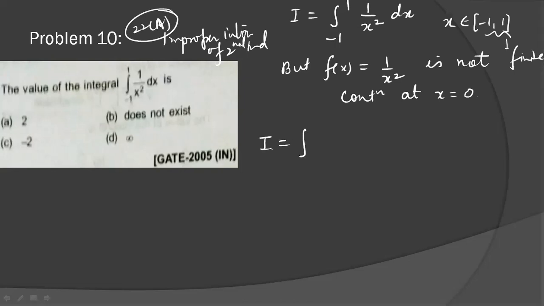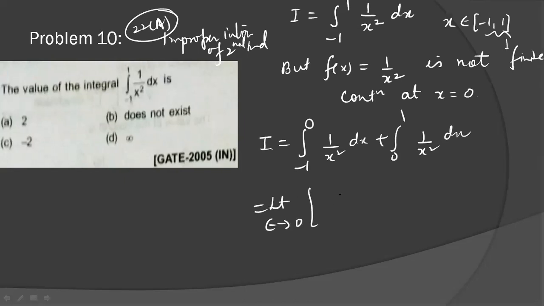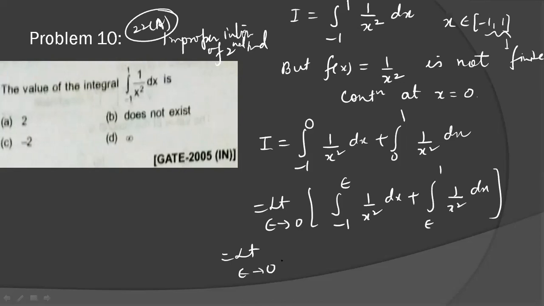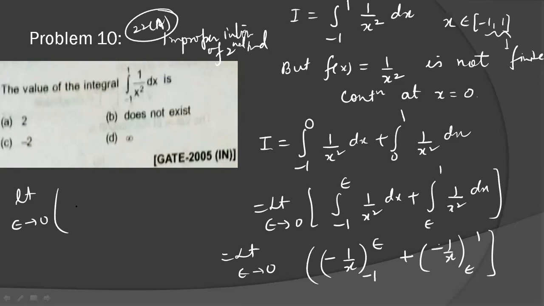So which point is disturbing? 0 is disturbing. So the integral from minus 1 to 0 of 1 over x square dx plus the integral from 0 to 1 of 1 over x square dx. Now I told you we replace with limit epsilon tending to 0 of the integral from minus 1 to epsilon of 1 over x square dx plus the integral from epsilon to 1 of 1 over x square dx. The integration of 1 upon x square is minus 1 by x, from minus 1 to epsilon, plus minus 1 by x from epsilon to 1.